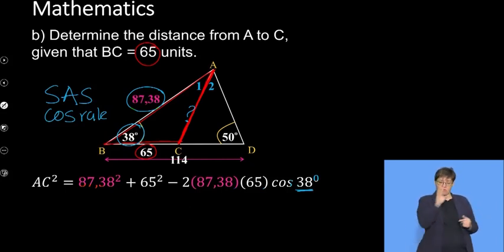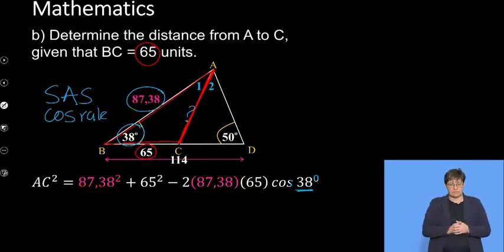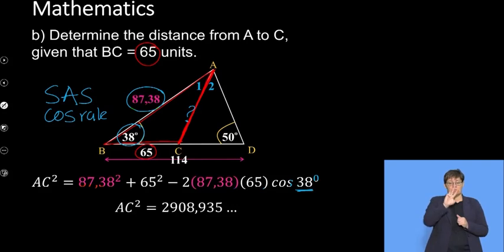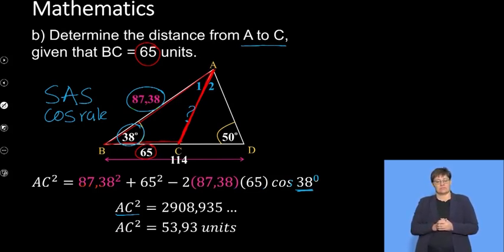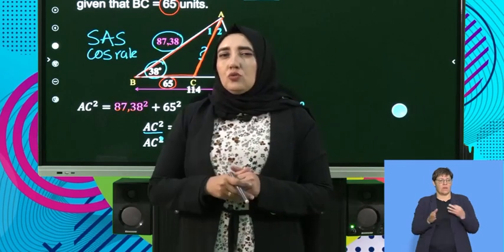Okay, so we're going to put this expression into our calculator, and the calculator will give us a result for AC squared being 2908,935. Now again, remember, this is the value for AC squared. We want to find AC, so we need to take the square root of this. So you'll go shift and find the square root of your answer on your calculator. So AC is then 53,93 units. Okay, let's just do one more example.